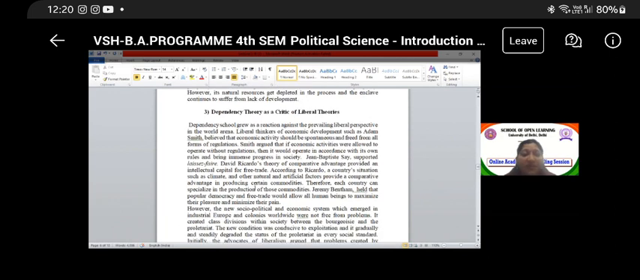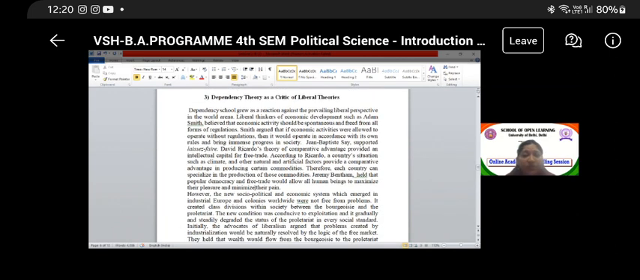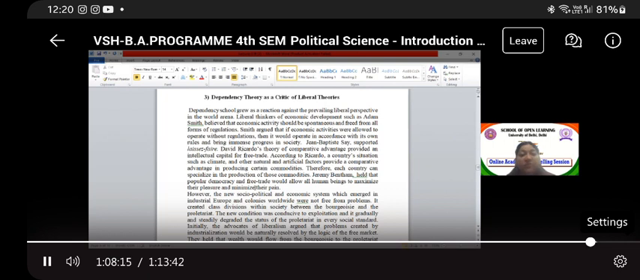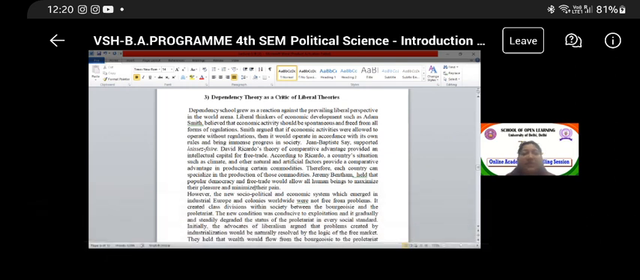Then the third principle is dependency theory as a critique of liberal theories. Now we have understood in detail how dependency theory emerges as a critique of liberal theories. Earlier, the liberal theories and people like Adam Smith, David Ricardo, Jean Baptiste, Jeremy Bentham, they all talked about how laissez-faire or the open economy, free trade economy would always benefit all the countries, giving them the same amount of control and equality in the economic exchanges.